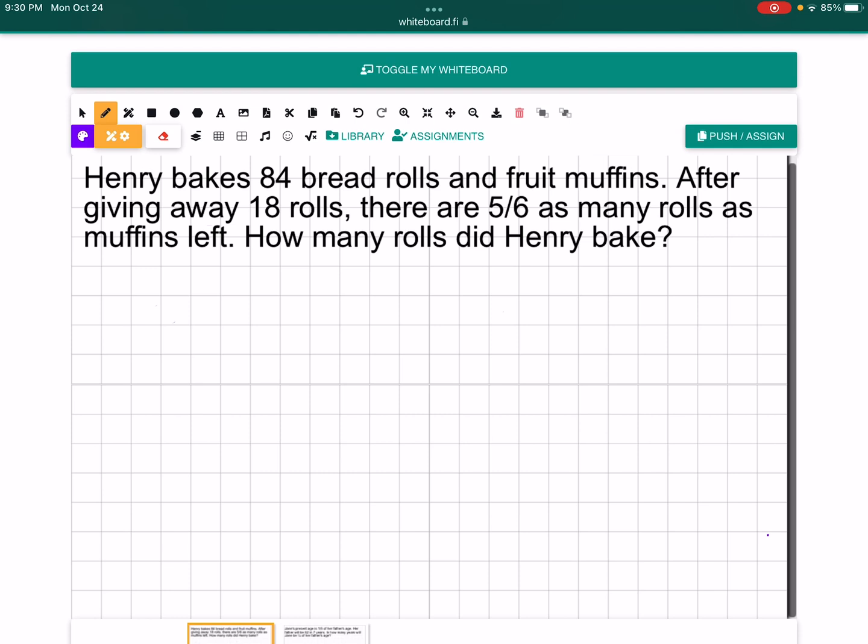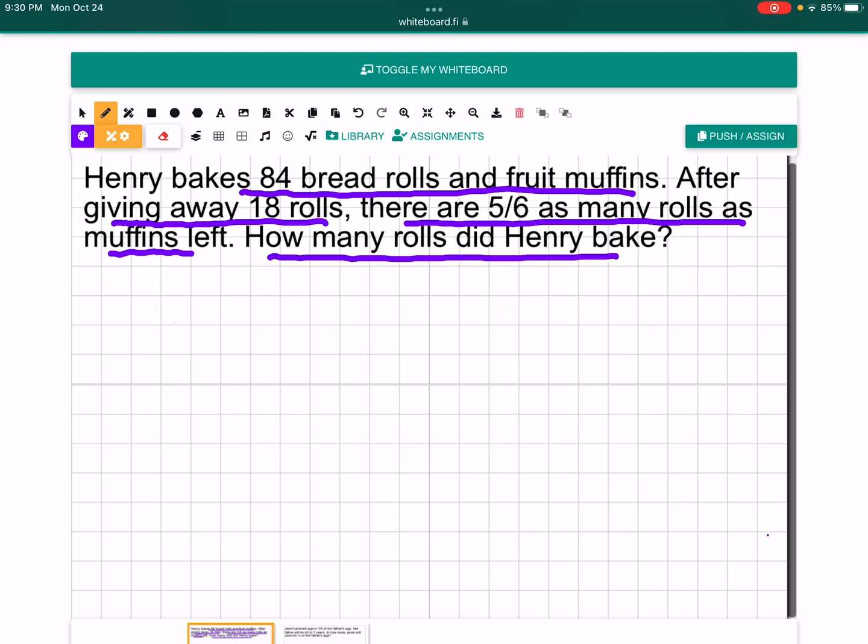All right. So let's underline those parts that we know. Well, we know that Henry bakes rolls and muffins. We know that he gave away 18 of them. And we know that there's a relationship between rolls and muffins, 5/6 as many rolls as muffins. And we also know that this is the question. How many rolls did Henry bake? That's what we're trying to find out.